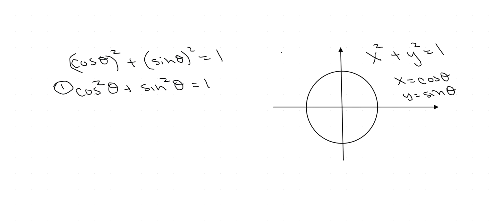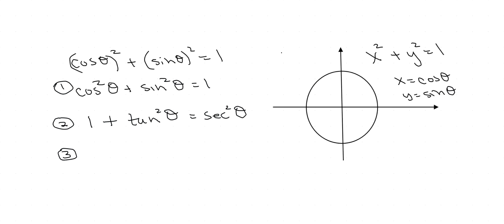Now, if we take each one and we divide by cosine squared, cosine squared theta divided by cosine squared theta will just give me 1, plus sine squared theta divided by cosine squared theta will give me tan squared, because remember sine over cosine is tan. And 1 divided by cosine squared will give me secant squared, because 1 over cosine is secant. So if I divide all of these by cosine squared, I get my second identity.